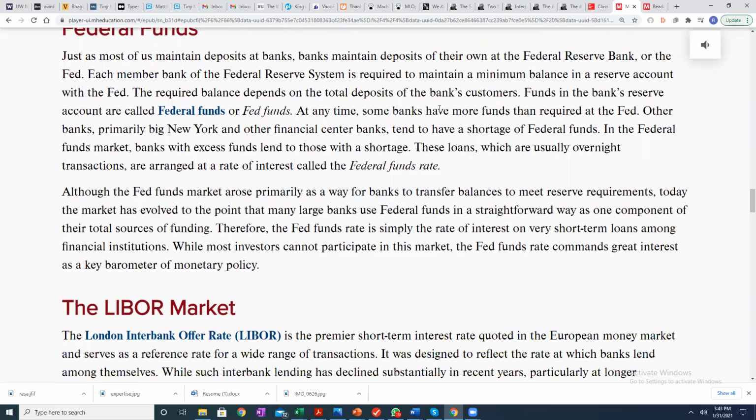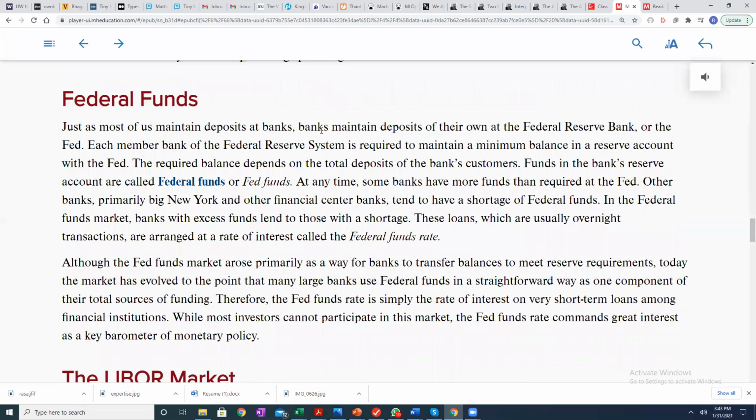Then you have federal funds. Just like we maintain deposits at the bank, banks maintain deposits of their own at the Federal Reserve Bank. Each member of the Federal Reserve System is required to maintain a minimum balance in a reserve account. The required balance depends on the total amount of deposits of the bank's customers. They are called Fed funds.